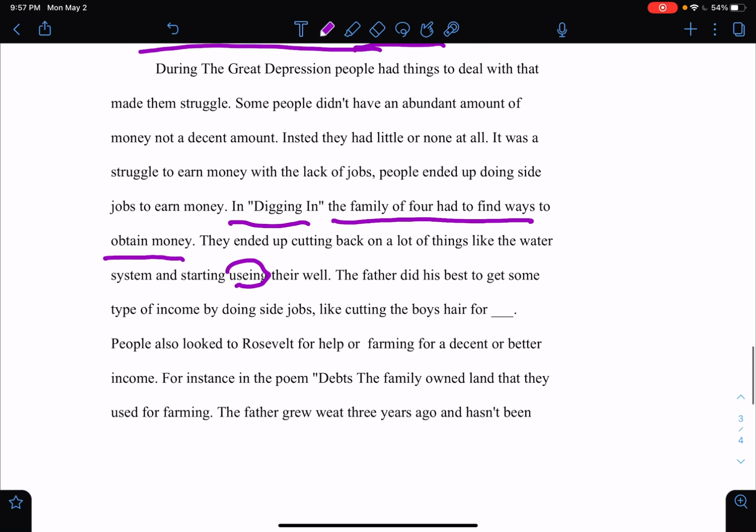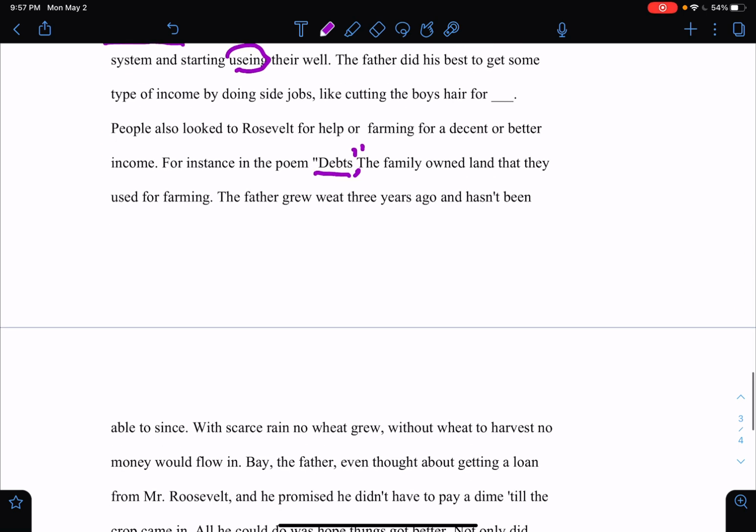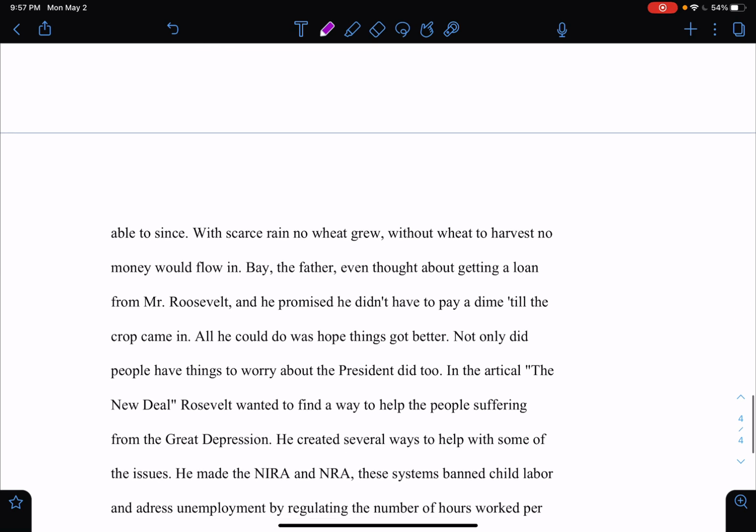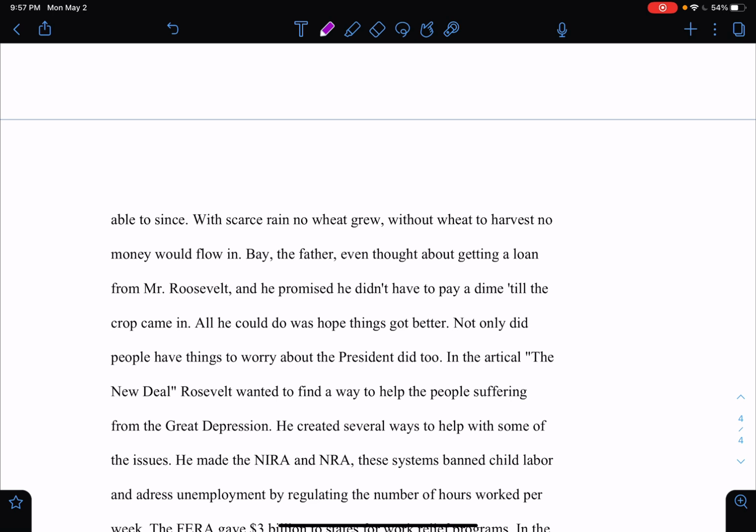"For instance, in the poem," so here they have another source. "In the poem, Debt, the family owned land that they use." So here they need to have a quote, comma, "the family owned land that they use for farming. The father grew wheat 3 years ago and hasn't been able to since. With scarce rain, no wheat grew. Without wheat to harvest, no money would flow in. Bay, the father, even thought about getting a loan from Mr. Roosevelt, and he promised he didn't have to pay a dime till the crops came in. And all he could do was hope things got better."